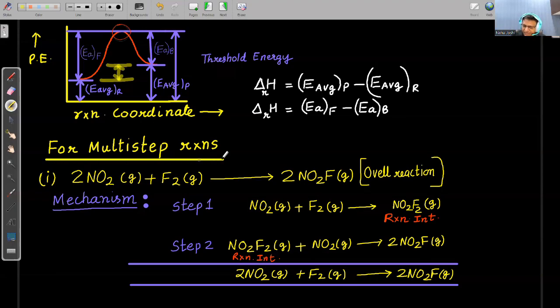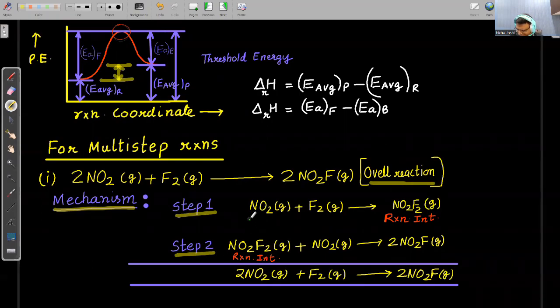So for multi-step reactions, we are taking one example: 2NO2 in gaseous state plus F2 in gaseous state will form 2NO2F in gaseous state. This is the overall reaction, right? From experiment, we got one reaction intermediate. Based on that, we are saying it is a two-step process. When we write this mechanism, this is a theory, but it is based on experiment. When we observe the reaction, we find one reaction intermediate, and based on that we say it is a two-step process.